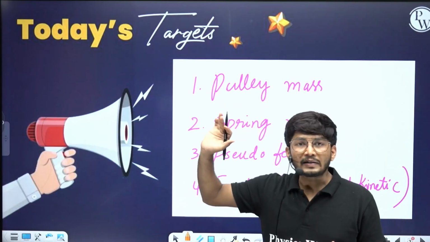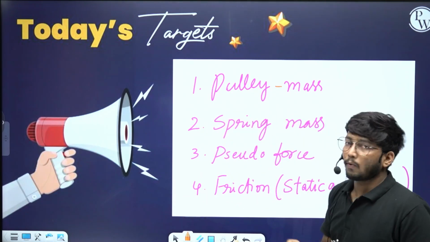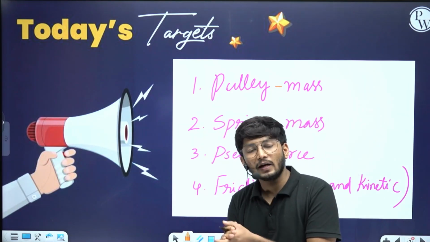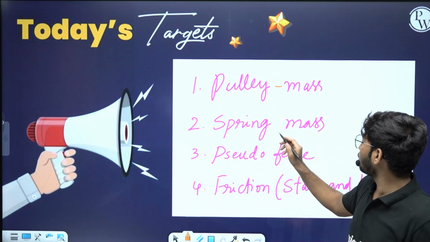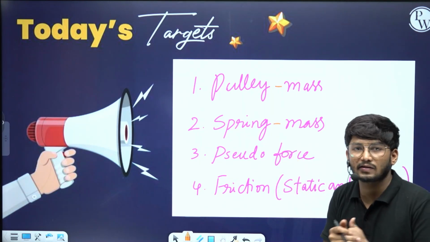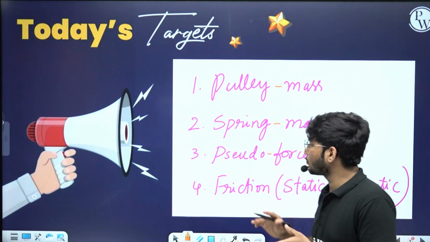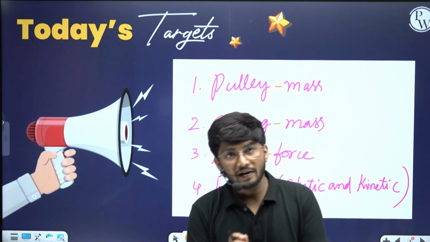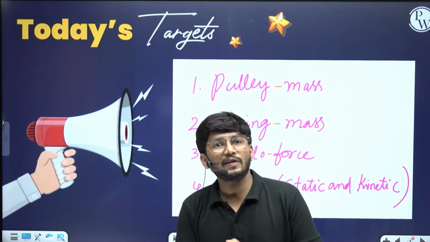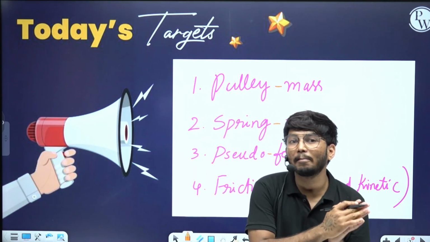So we are going to discuss the pulley mass system, what is a pulley and a mass and the system together, and we are going to talk about the spring mass system, and then we are going to talk about pseudo force. And then friction, what kind of friction there is. So far we have not used friction.